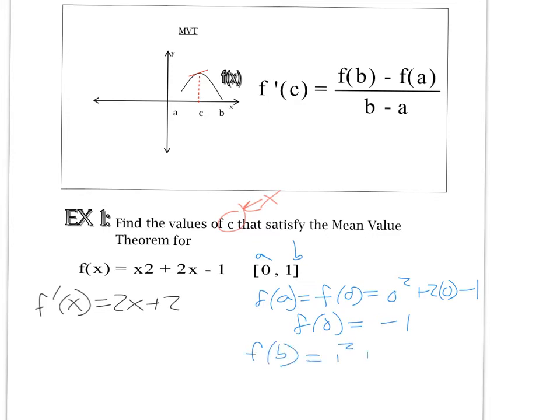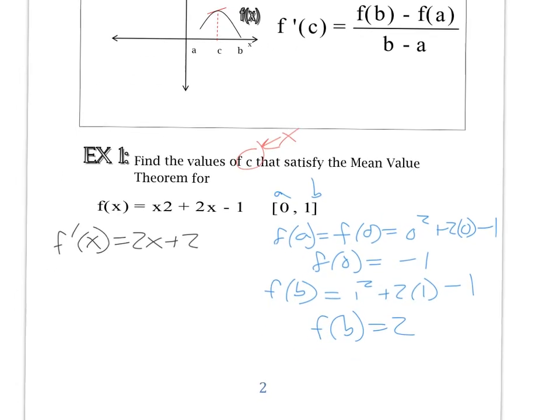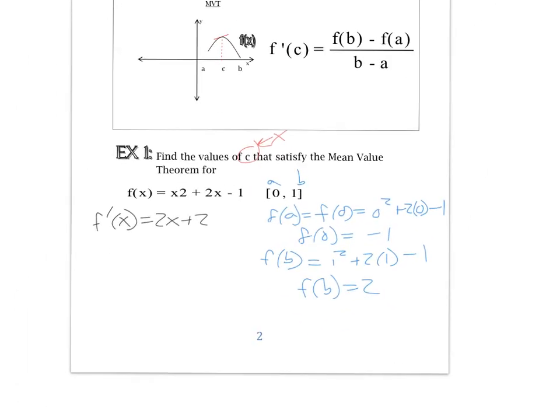All right, let's do f of b. That would be 1 squared plus 2 times 1 minus 1. This is pretty easy to figure out. This is just a 1 and this is -1, so in the middle we just have a 2. So f of b just equals 2. Okay, so now we have all the parts, and now let's just plug it into that formula.